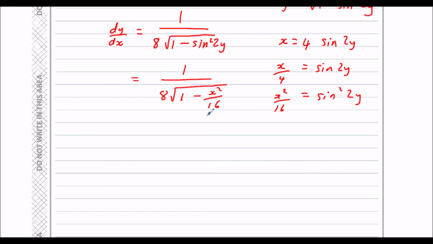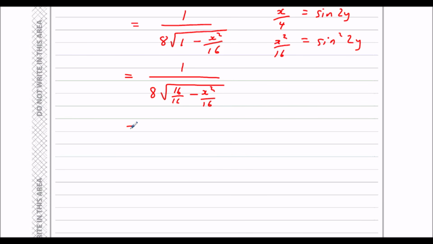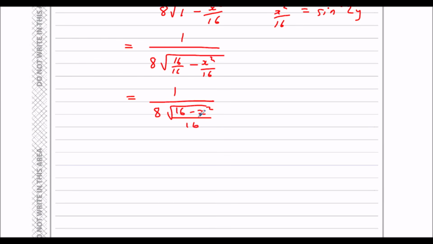So if we change the 1 to 16/16, so add these fractions, at the moment it's 1 over 1, or 1 is the same as 16/16, so we'll have 8 times the root of 16/16 minus x squared over 16. Then we can add the fractions, so it'll be 8 times the root of 16 minus x squared over 16. And then we can split off this root, so this is all over the root. We can split it into two roots. So we can have 1 over 8 times root 16 minus x squared over root 16. And root 16 is 4.